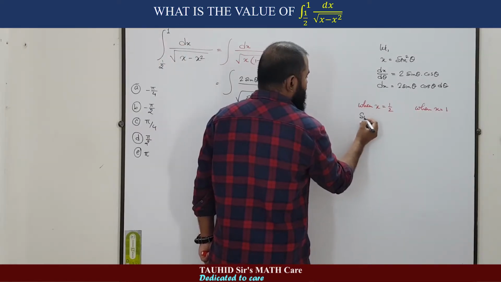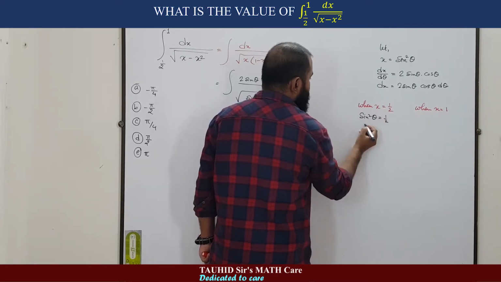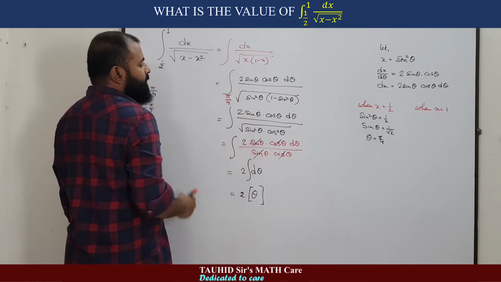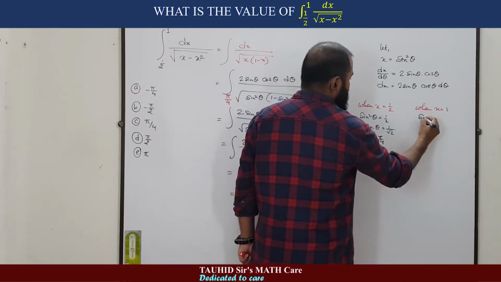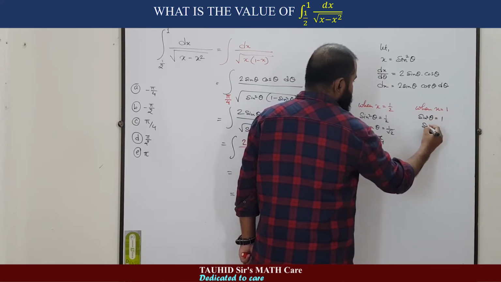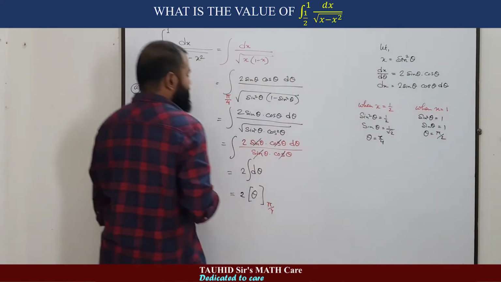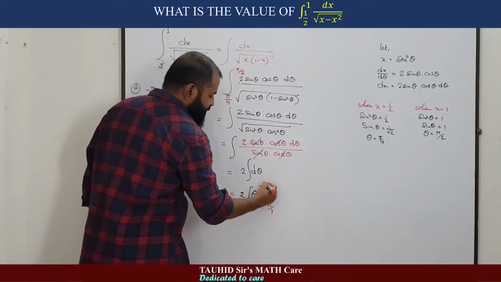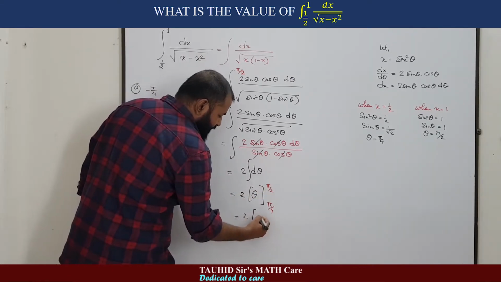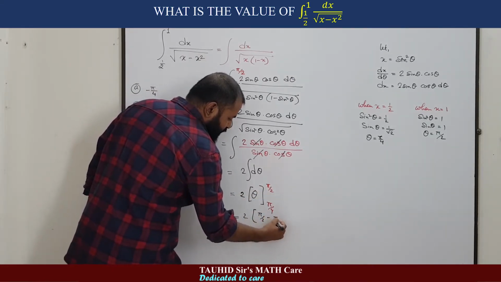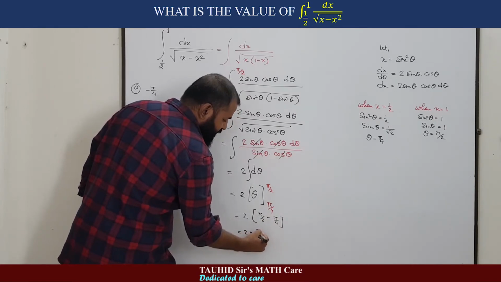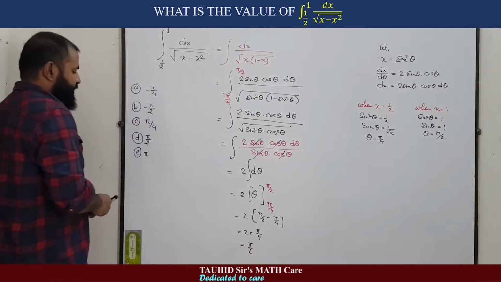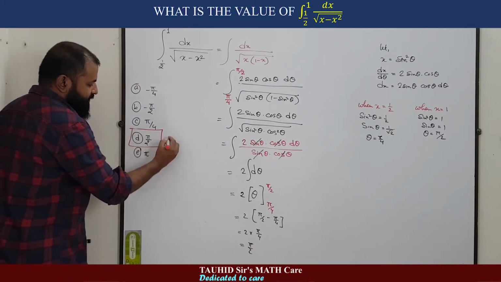When x equals half, that means sine square theta equals half. So the lower limit for theta will be pi by 4. When x equals 1, then sine square theta equals 1. That means theta equals pi by 2. Upper limit for theta is pi by 2, so the answer equals 2 multiplied by (pi by 2 minus pi by 4). That means 2 multiplied by pi by 4, that means pi by 2. This is our answer.